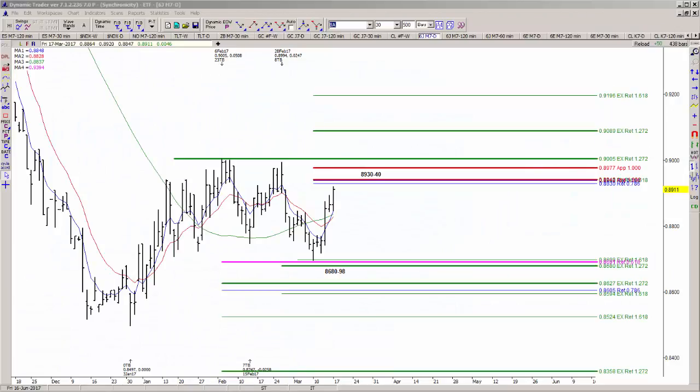In today's video, we're going to take a look at a trade setup decision in yen futures. This is the June contract. We're starting with the daily chart. And what I want you to watch is this zone, 89.30 to 40 area.